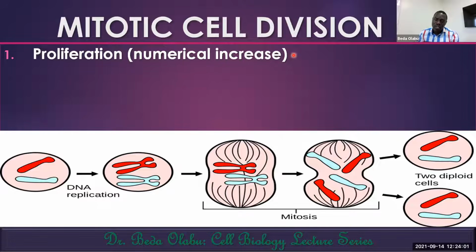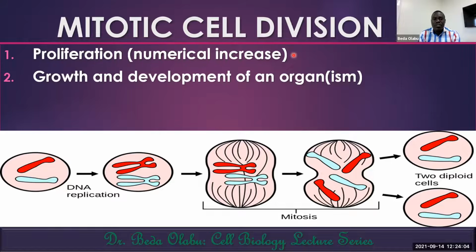Cells also undergo mitosis because through this, the organism or an organ will actually grow and develop. Think about the size you were when you were born, and right now you've increased in size and developed, thanks to mitosis. So mitotic division is a mechanism of growth and development, either of an organ or of an organism as a whole.